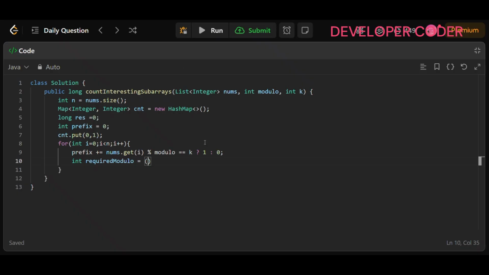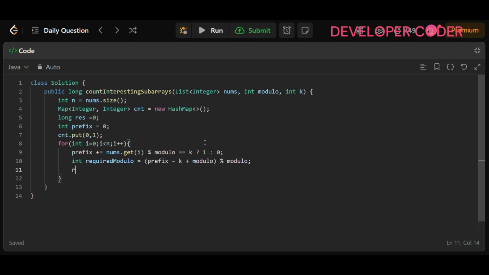So here you can write prefix minus k plus modulo. We are using modulo here, and mode with the modulo, because we don't want to see negative numbers here, so I will make them positive. All right, so what we are doing is calculating the required sum modulo for an interesting subarray. Then we have to check whether this required modulo already exists in my map or not.